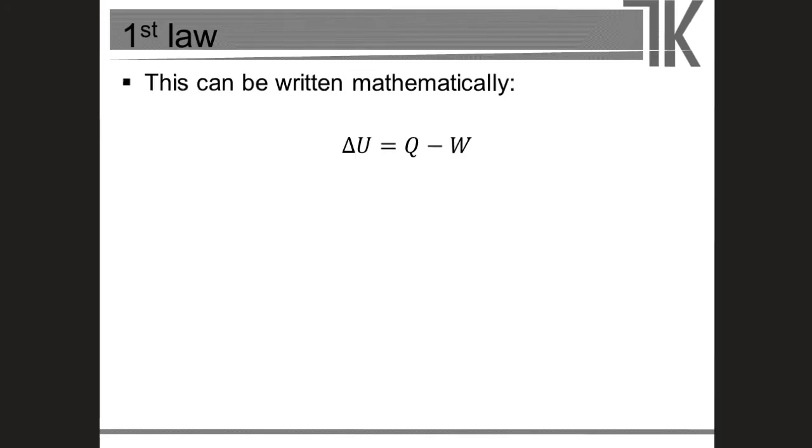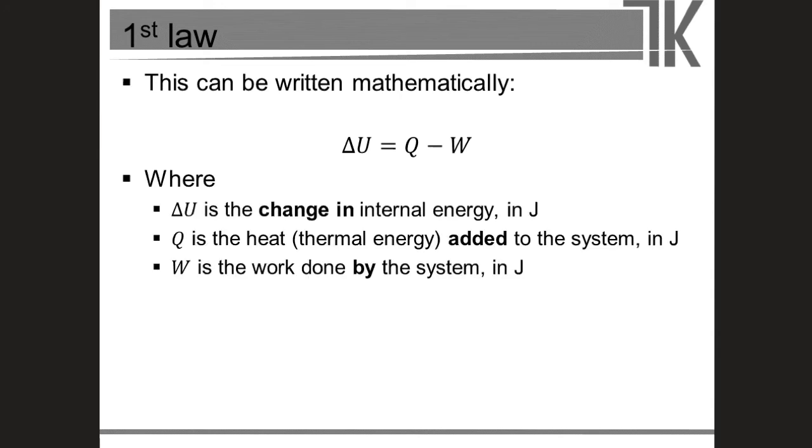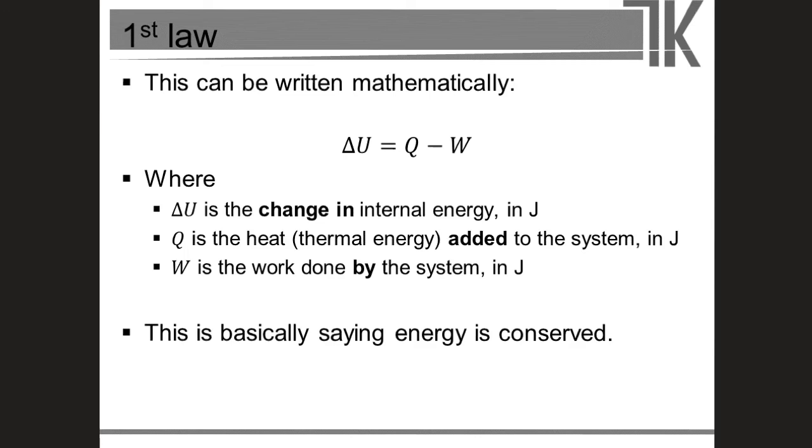So the first law of thermodynamics is written mathematically as delta U equals Q minus W, where delta U is the change in internal energy, Q is the heat or the thermal energy added to the system, and W is the work done by the system. Really, this is just saying energy is conserved, right? If we take all of the heat that we've added into the system and take away from that all of the work that the system's done on the outside, then what's left over has to be the change in the internal energy of the system.